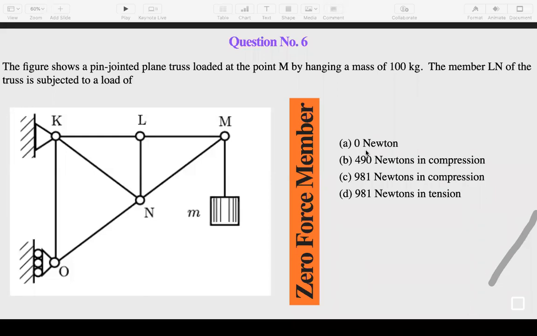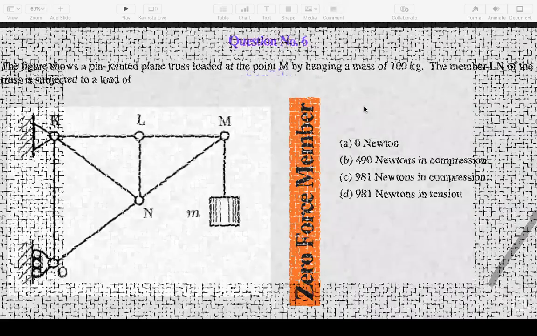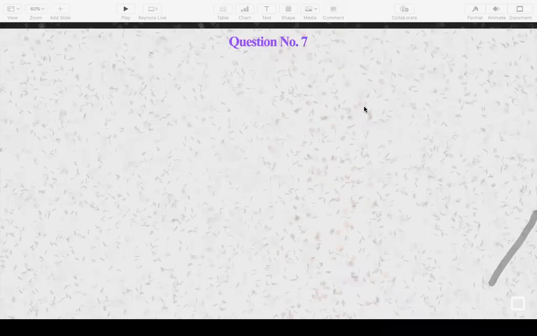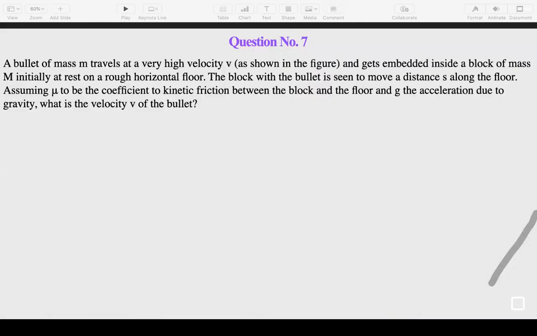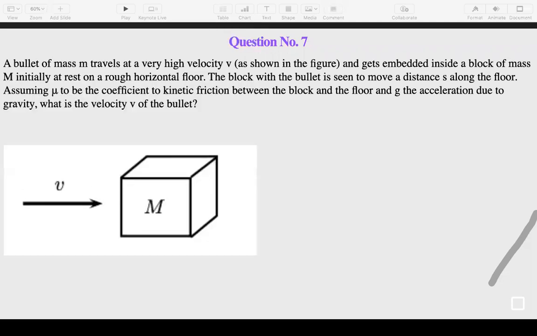If anyone is having a doubt related to this question, you can ask me. Okay, so we will take the next question. This question you are required to understand thoroughly, because many times they are asking such types of questions. So this is the diagram.